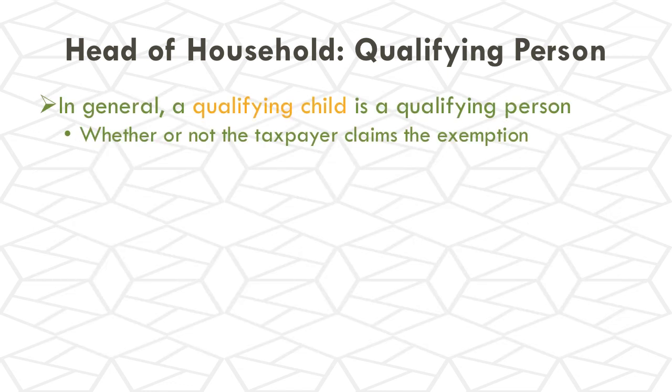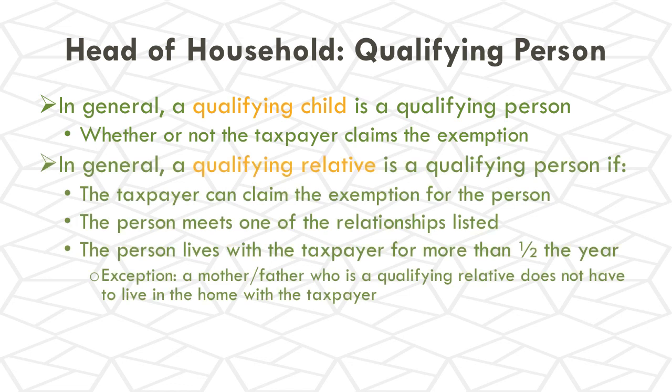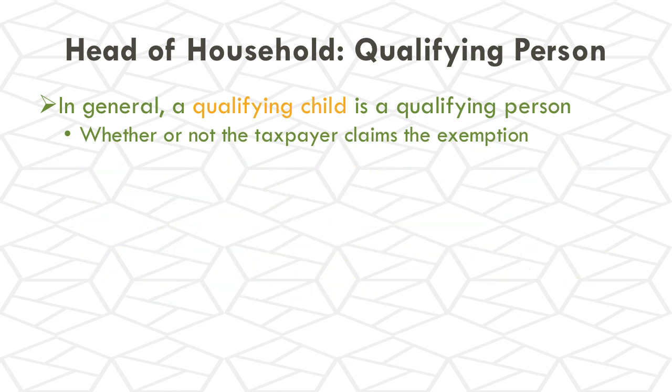So in general, a qualifying child, as determined in the exemptions chart, is a qualifying person for head of household, whether or not the taxpayer claims the exemption. If you will remember from the exemptions lesson, sometimes parents will sign a division of benefits form, which allows the custodial parent to file as head of household without actually claiming the exemption for the child. Okay, so that's what that note there is referring to.